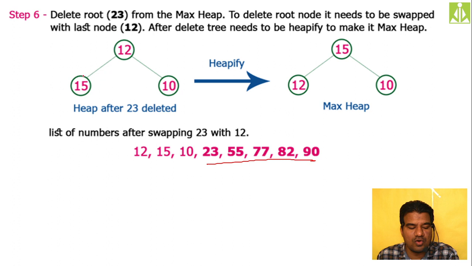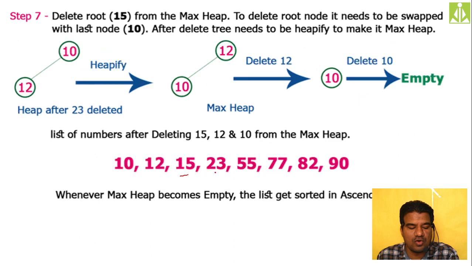Again you heapify, 15 will go up, 12 will come down. So 15, 12, 10 you will get. You have to delete this 15. So again you take the last in level order traversal. Swap these two. So 10 will go up, 15 will come down, and we are deleting this 15. So 15 will be fixed. As you can see, 15 is fixed, and there are only 10, 12.